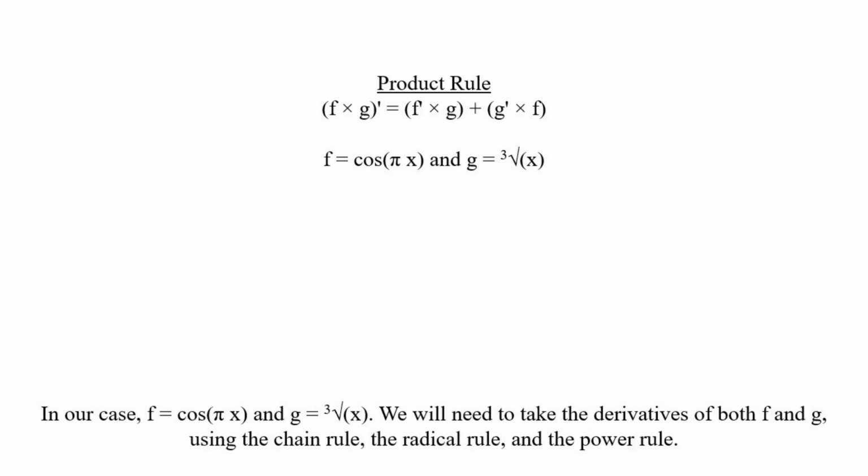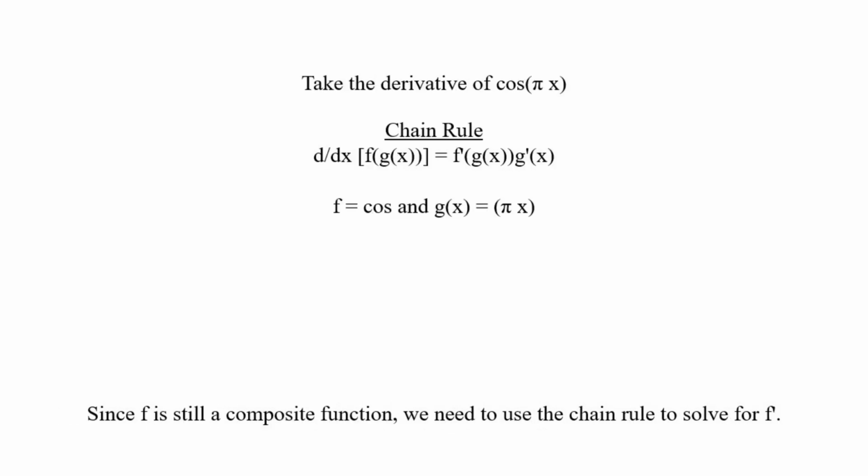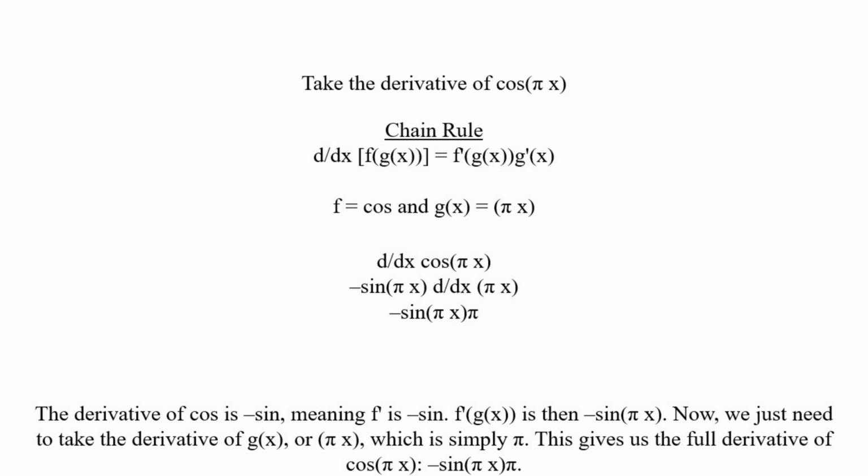In our case, f equals the cosine of pi times x and g equals the cube root of x. We will need to take the derivatives of both f and g, using the chain rule, the radical rule, and the power rule. Since f is still a composite function, we need to use the chain rule to solve for f prime. The derivative of cosine is negative sine, meaning f prime is negative sine.